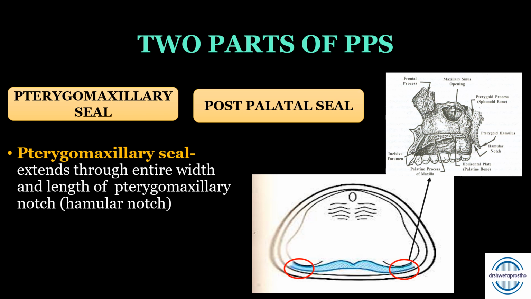Now this part contains loose connective tissue with a thin layer of mucous membrane. If we talk about the posterior extent of the denture, the denture should end in the hamular notch and should not extend over the hamular process. Otherwise, it will lead to severe pain during denture wear. This is one of the multiple choice questions asked, and it is also one of the viva questions which is asked.